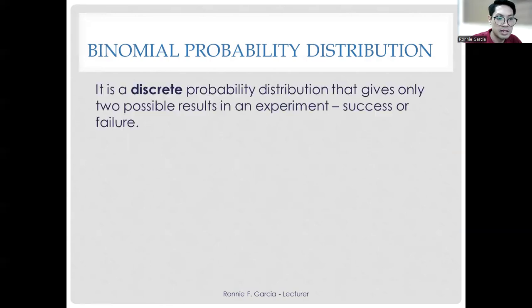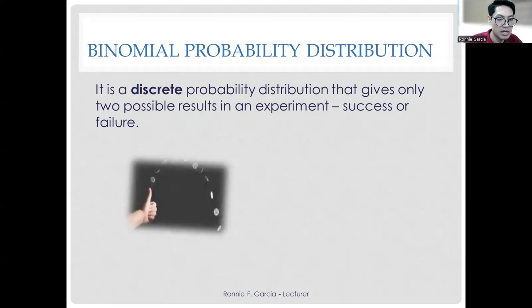It is actually a discrete probability distribution, which means that the number of outcomes is finite or can be counted or determined, unlike its contemporary, continuous distribution. What makes it distinct is that it gives only two possible results in an experiment, success or failure. A classic example of this is tossing of a coin, in which only two outcomes are possible, heads or tails.